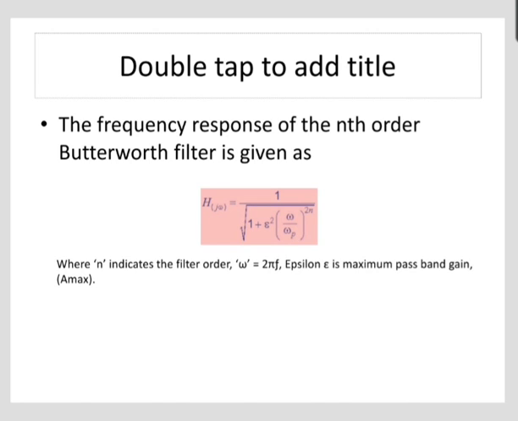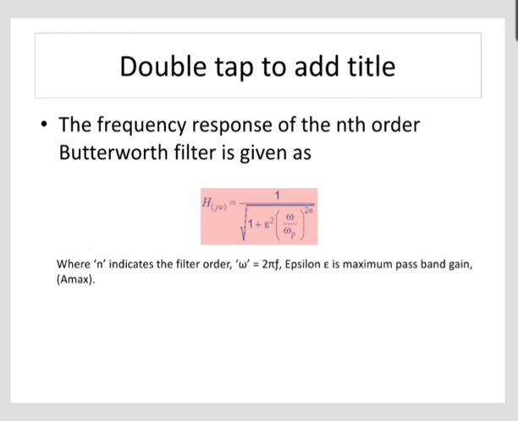A Butterworth filter is a type of signal processing filter which is designed to have a frequency response as flat as possible in the passband. So the Butterworth filter is known as the maximally flat magnitude filter. Here the frequency response of this filter is flat in the passband and rolls off towards zero in the stopband.